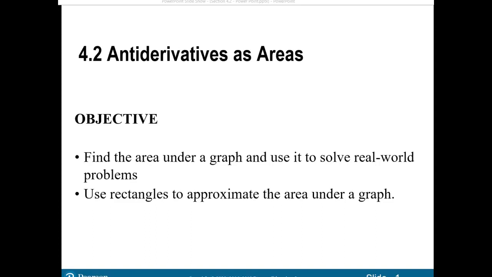In this video, we're going to cover section 4.2 on antiderivatives interpreted as areas. The objective of this section is to find the area under a graph and use it to solve real-world problems, and to use rectangles to approximate the area under a graph.